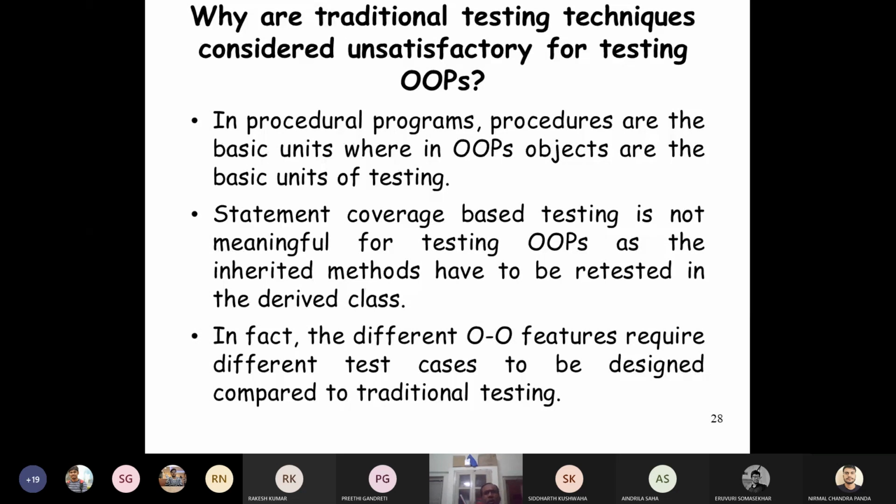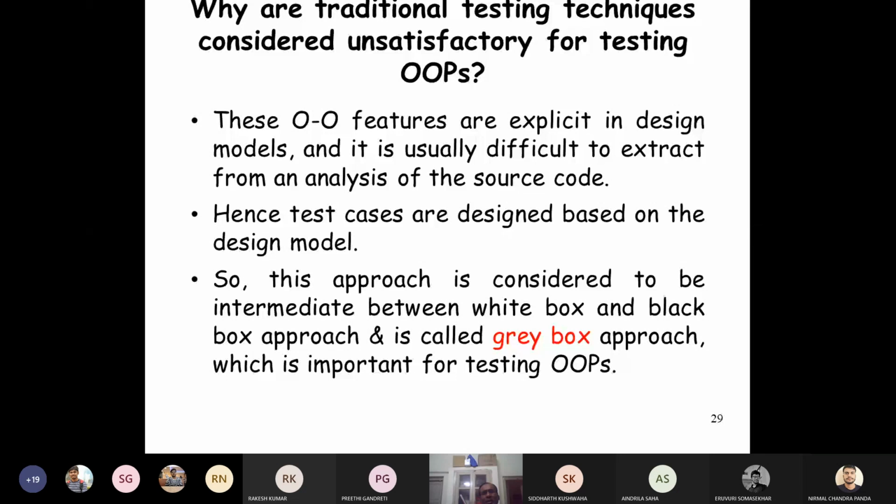These object-oriented features are very much explicit in design models, and it is usually difficult to extract them from an analysis of the source code, isn't it? Where do you represent these object-oriented features? Normally they are represented in design models. That's why you have read UML diagrams. A UML diagram is a design model. So normally all the object-oriented features are explicit and represented in design models such as UML diagrams, and it is quite difficult to extract them from an analysis of the source code.